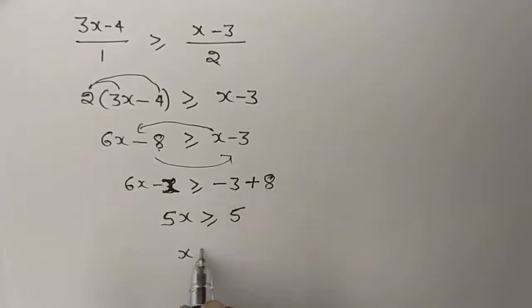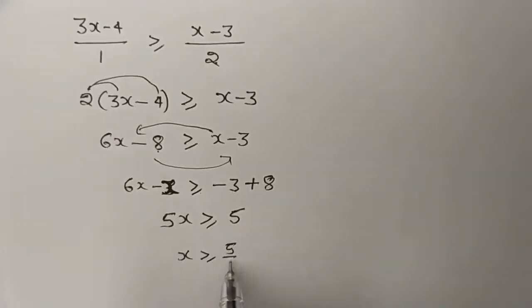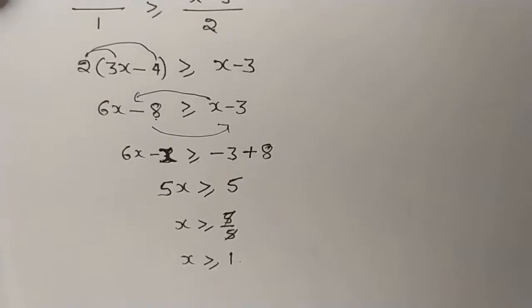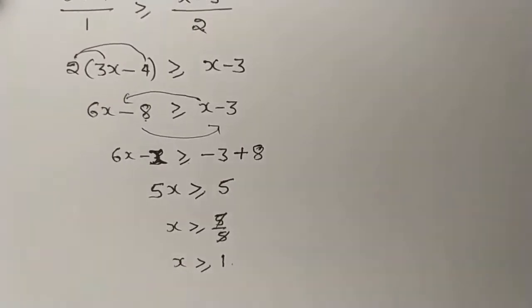So x is greater than or equal to 5 by 5. 5 ones are 5, 5 ones are 5, it cancels. x is greater than or equal to 1. Okay, now represent this on a number line.